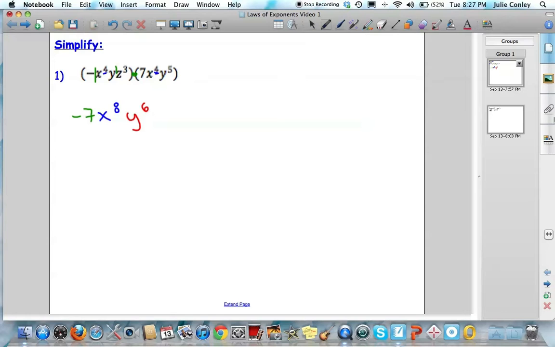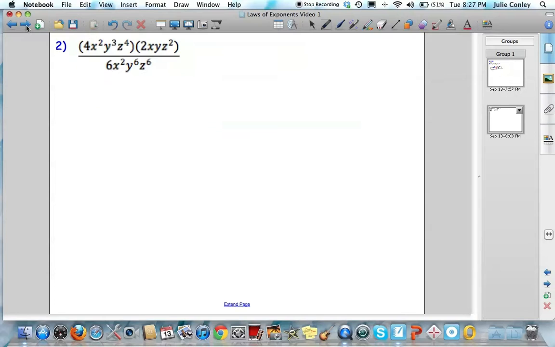It's important that we wrote that 1 in on the first y so we don't forget that there's one y there. Okay, and then we have a z cubed, or z to the 3rd power, and there's no other z's to multiply it with, so we still just have z to the 3rd power. That's our answer.